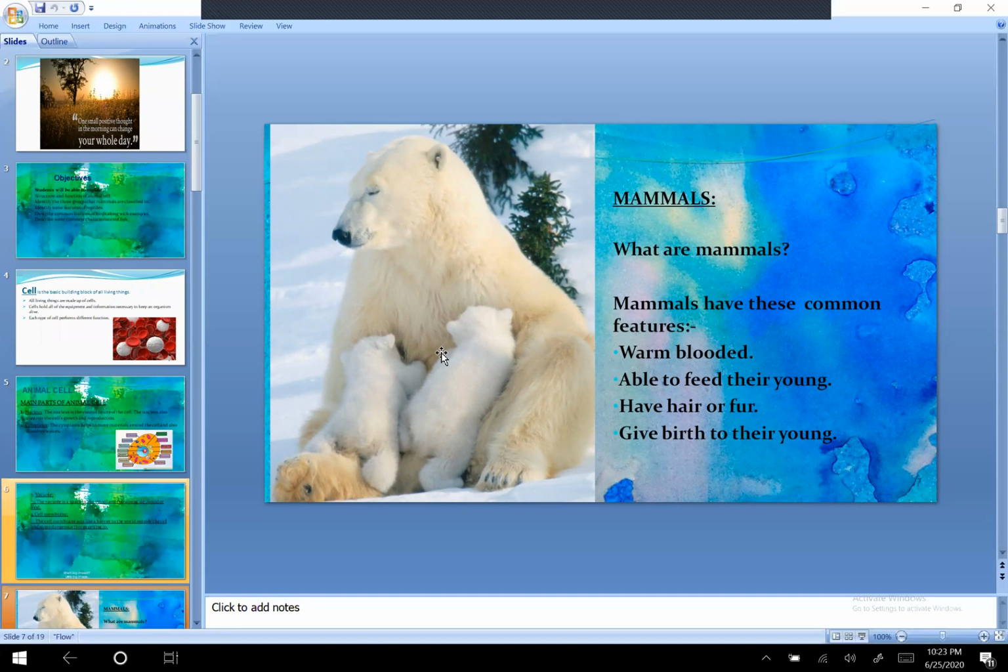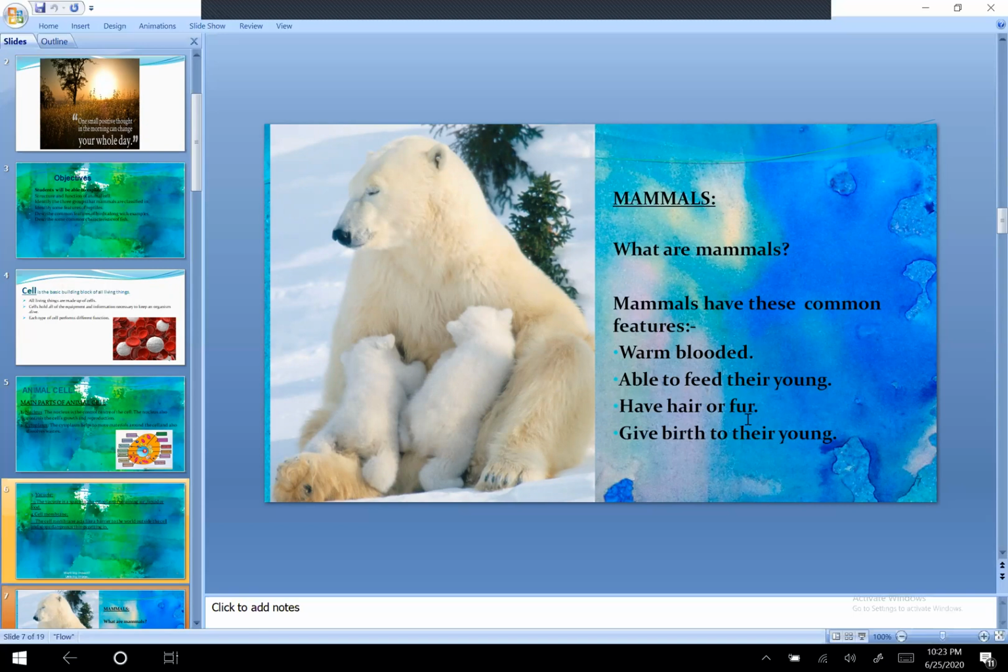If the surrounding temperature is too warm, there is no effect on their body. If it is too cold, there is no effect on their internal body temperature. Their internal body temperature is fixed. And we have studied warm-blooded in detail in previous lectures. Okay, they are able to feed their young. The female mammal feeds their young with milk.